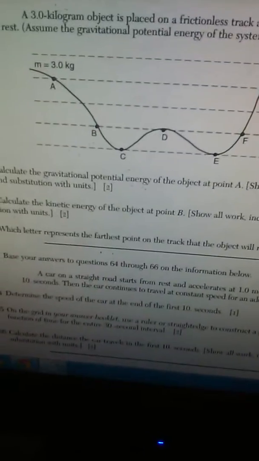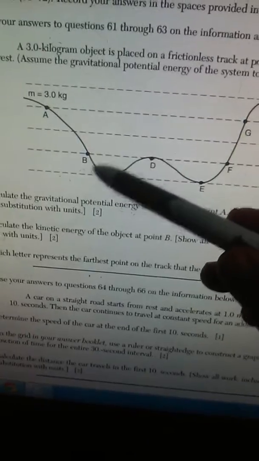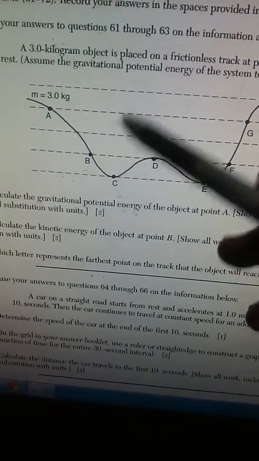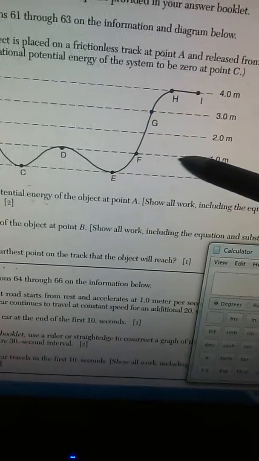That's the answer. Number 62. Calculate the kinetic energy of the object at point B. So point B will be here. They want the kinetic energy, not the potential. So I'll subtract the potential energy here from the total potential energy. I'm going to find that out now.